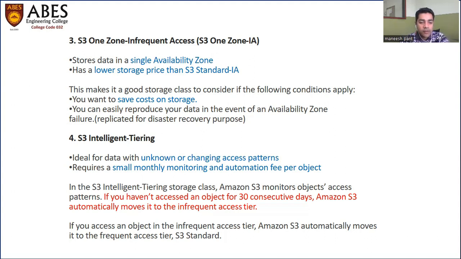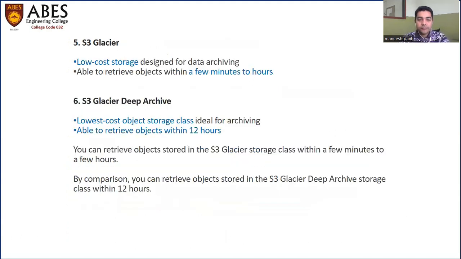In the last line, it is saying if you access an object in the infrequent access tier, Amazon S3 automatically moves it to the frequent access tier. So it is working vice versa. For 30 days you are not accessing, it is putting it in infrequent access. And if you are accessing the infrequent storage, then it moves to S3 Standard. It converts your storage to S3 Standard.